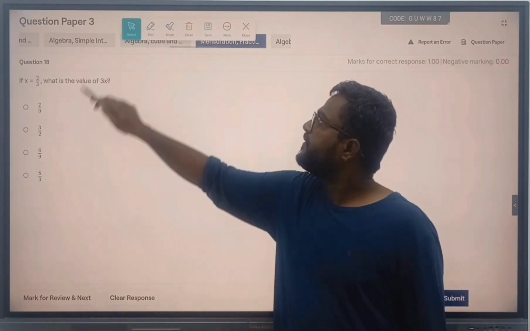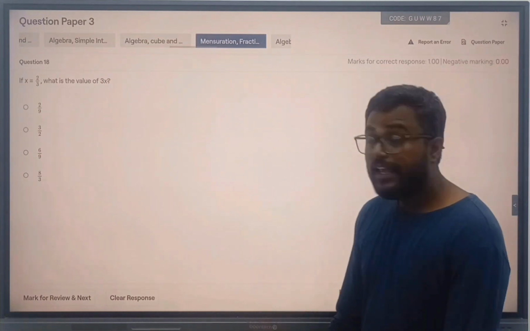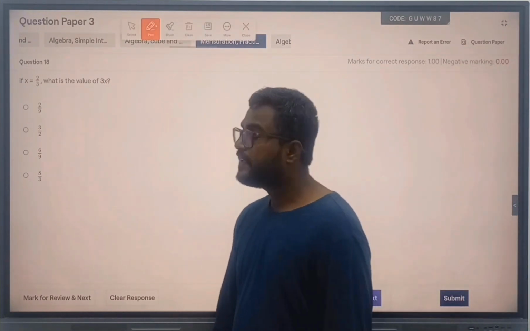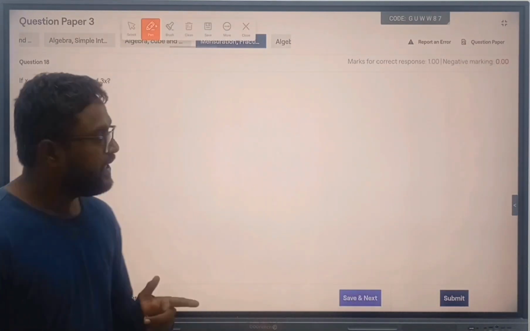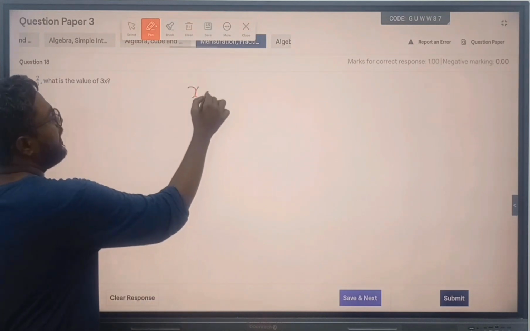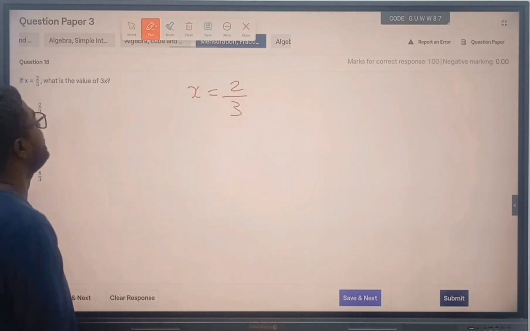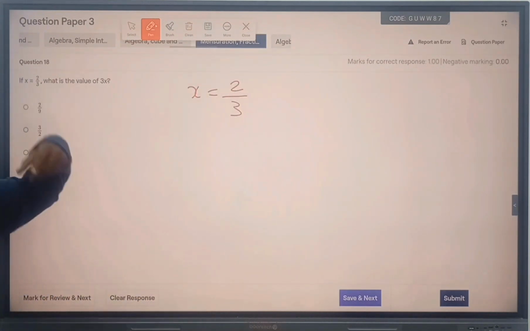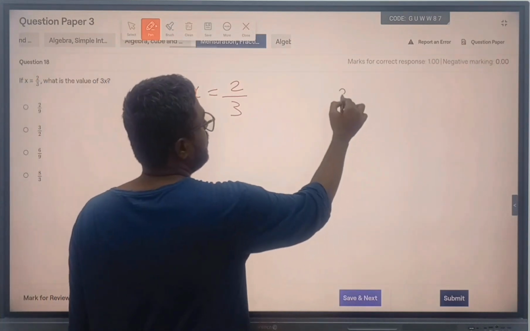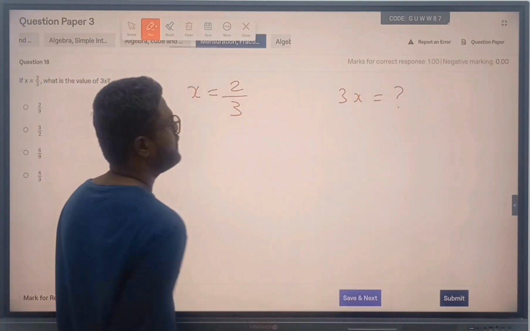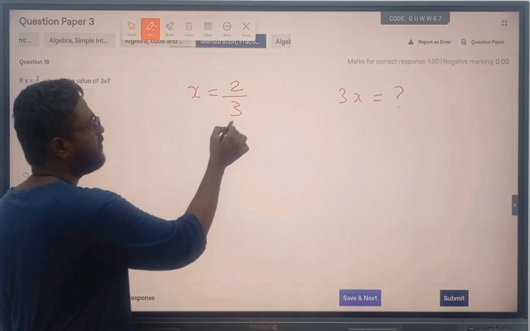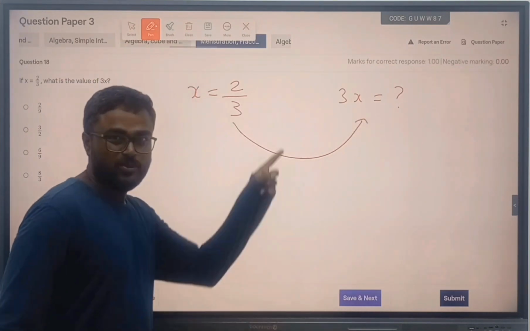The question says, if x is 2 over 3, then what is the value of 3x? 3x equals what? Just substitute the value of x into this.